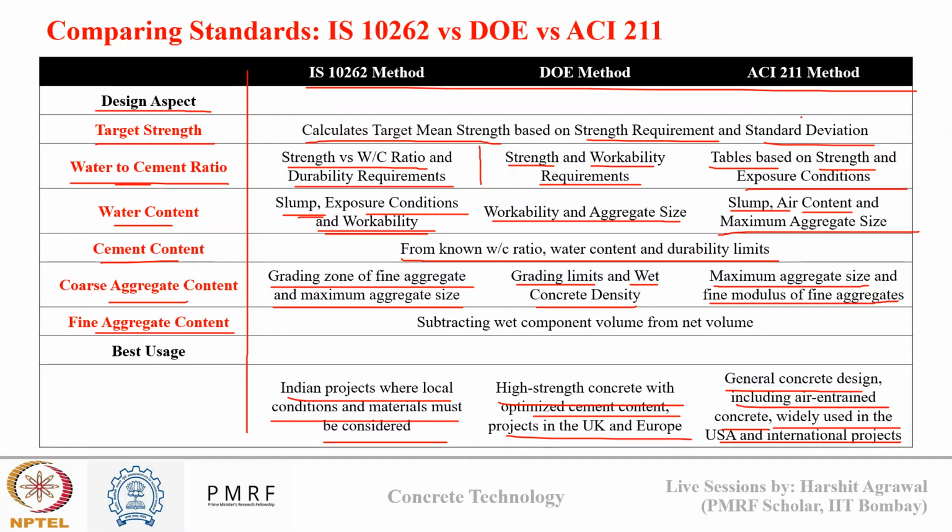Why does ACI method consider air entrained concrete? Because of the geographical location where the risk of freeze thaw action is much more severe compared to locations in UK, Europe, or India. So that's why they have a separate section which talks about air entrained concrete.